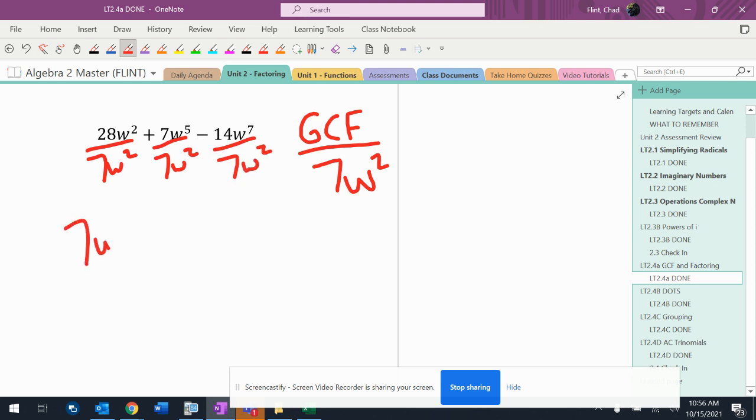Okay, and I'm going to get 4, just 4 because the w squared is a 1. And then plus w to the third, 7 divided by 7 is 1. And then minus 2w to the fifth.